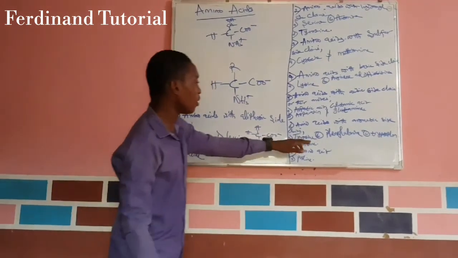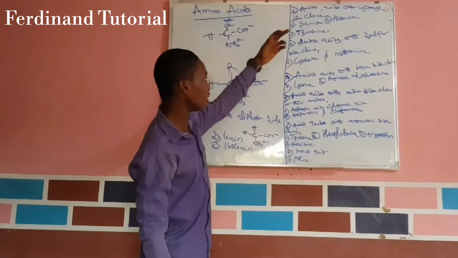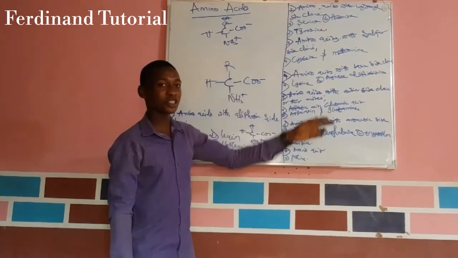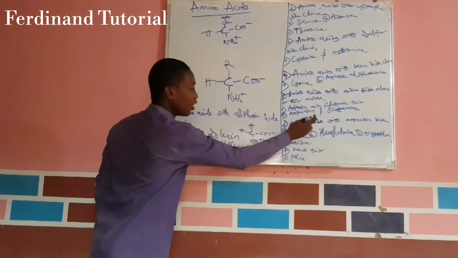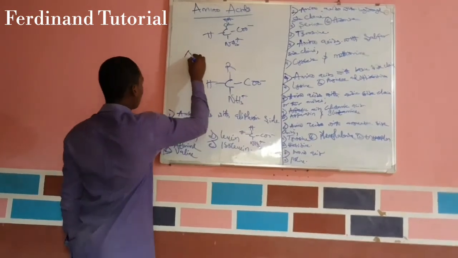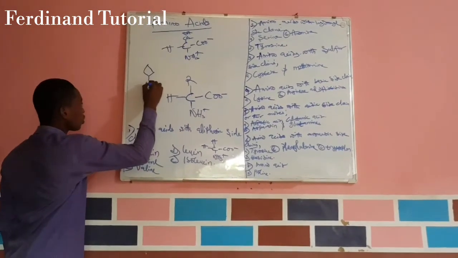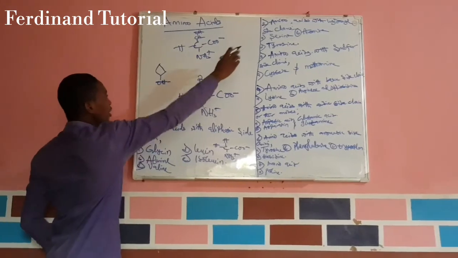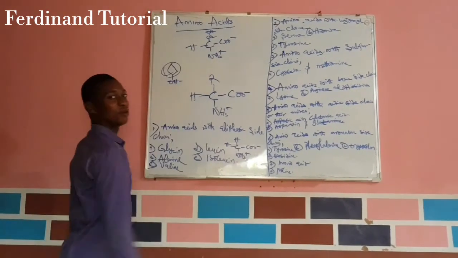Now remember also, tyrosine is here and it's also an amino acid with an OH group. Even though it contains a benzene ring, which we call aromatic, it also contains OH. So this OH makes it belong to the hydroxyl group, and this benzene ring makes it belong to the aromatic side chains.